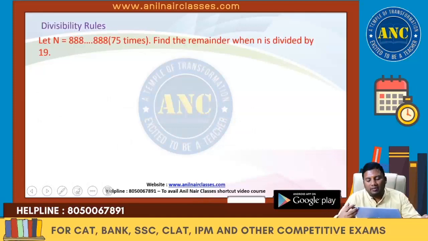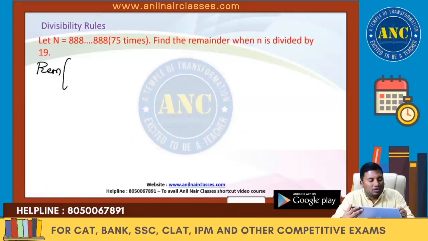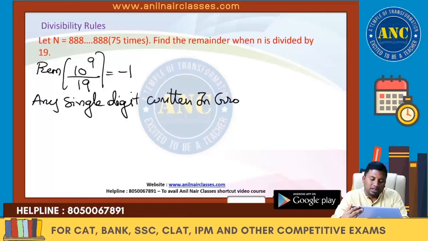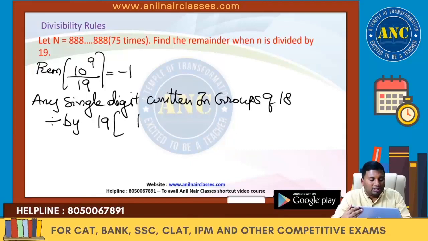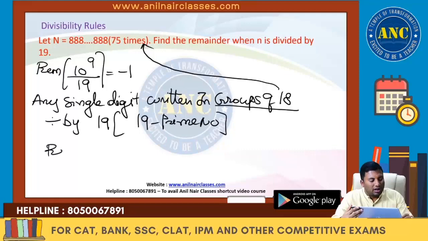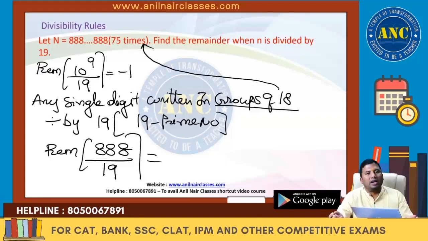Similarly, find the remainder when N is divided by 19. Two ways you can do. 10 power 9 divided by 19, it is minus 1. Or any single digit written in groups of 18 is always divisible by 19 because 19 is a prime number. So in groups of 18, 18 fours are 72. How many are left? 3 eights are left. 888 divided by 19. 19 fours are 76, 128.